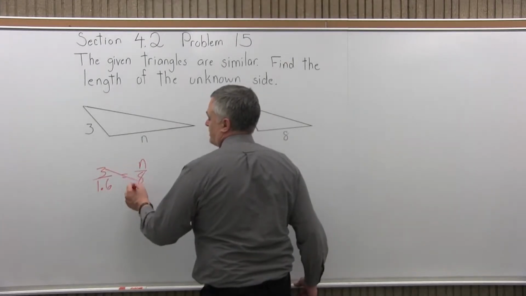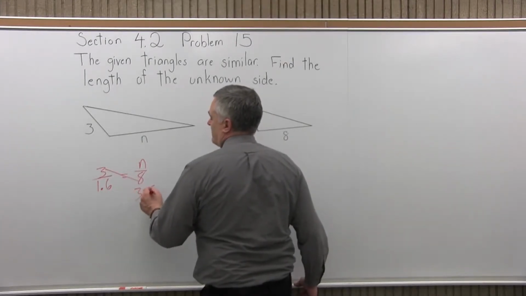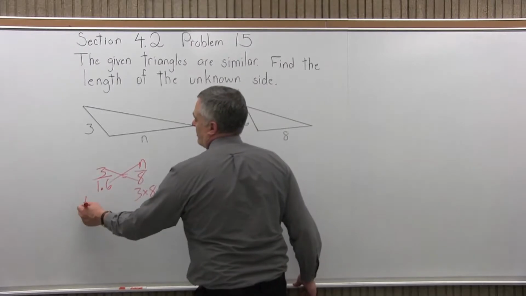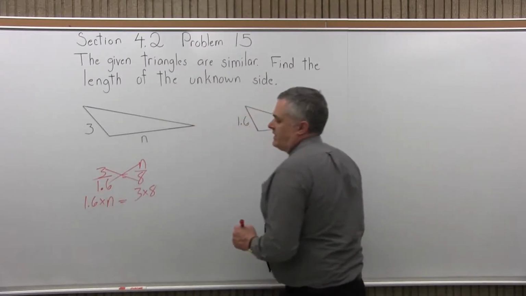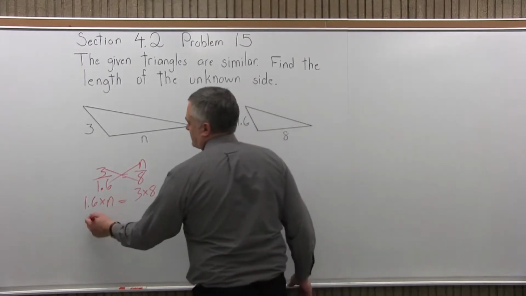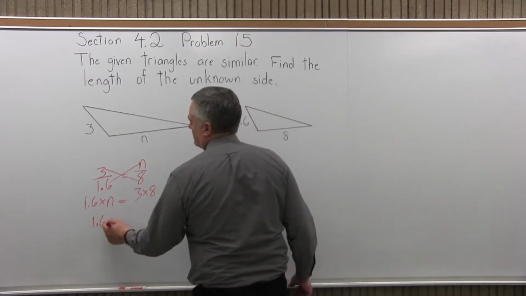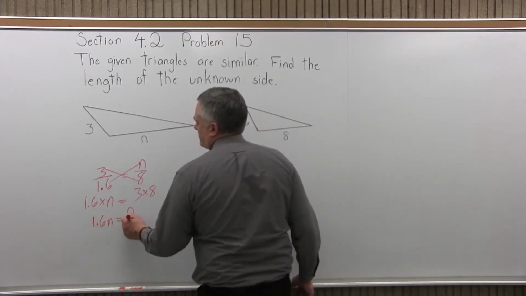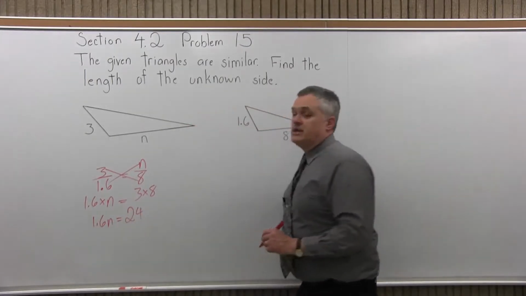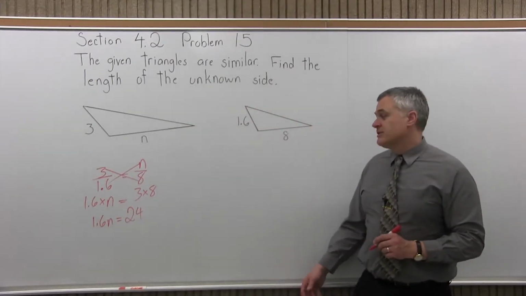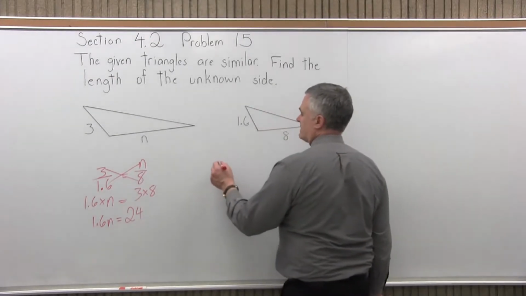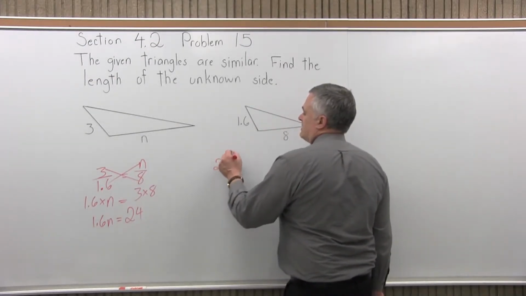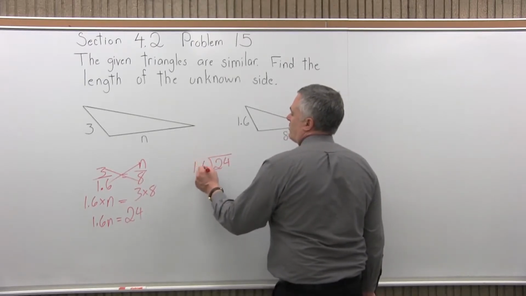So as you multiply across one way, we'll have 3 times 8. And multiply the other way, 1.6 times n. And they're equal. So 1.6 times n we can just call 1.6n. 3 times 8 is 24. Now to solve for n, what we do is divide out the 1.6. We'll divide 24 divided by 1.6.